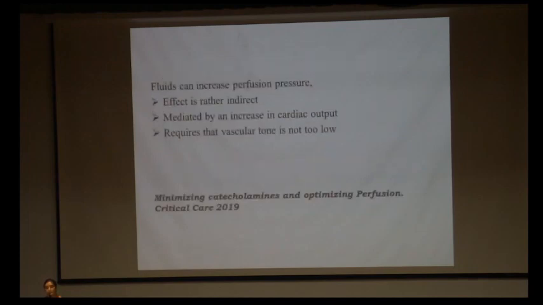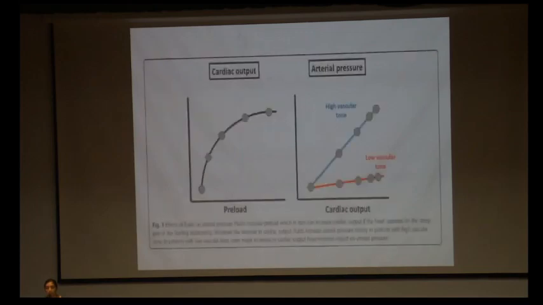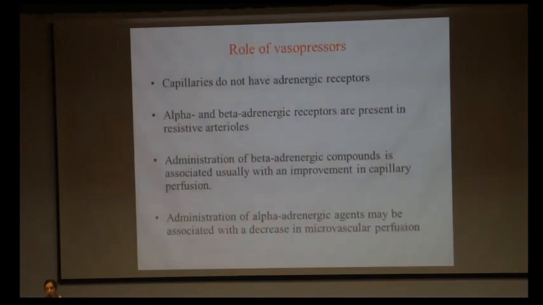So though fluids can increase the perfusion pressure, it is mediated mainly by the increase in cardiac output, and it requires that the vascular tone is not very low. In patients with a high vascular tone, the increase in arterial pressure is very good, but in patients with a low vascular tone, giving too many fluids may not help us in increasing the cardiac output much and the blood pressure very fast. So what do we do? The next step is the role of vasopressors.